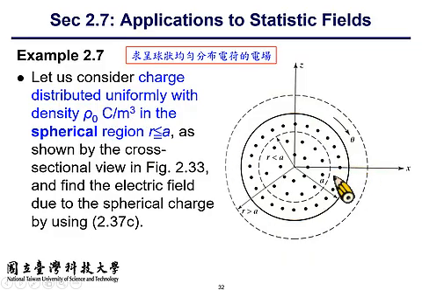Here you have a spherical region extending from r equals 0 to r equals a. For r smaller than a, you have a uniform volume charge density rho sub-zero. For r greater than a, the charge density is 0. And you want to calculate the electrical field for this charge distribution.